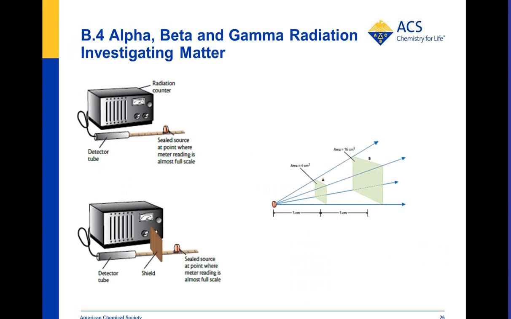This is an Investigating Matter that I think is excellent. It is looking at the different types of radiation, alpha, beta, and gamma, by looking at the shielding and at the effects of distance. I've always done this lab as a class demonstration because of equipment.